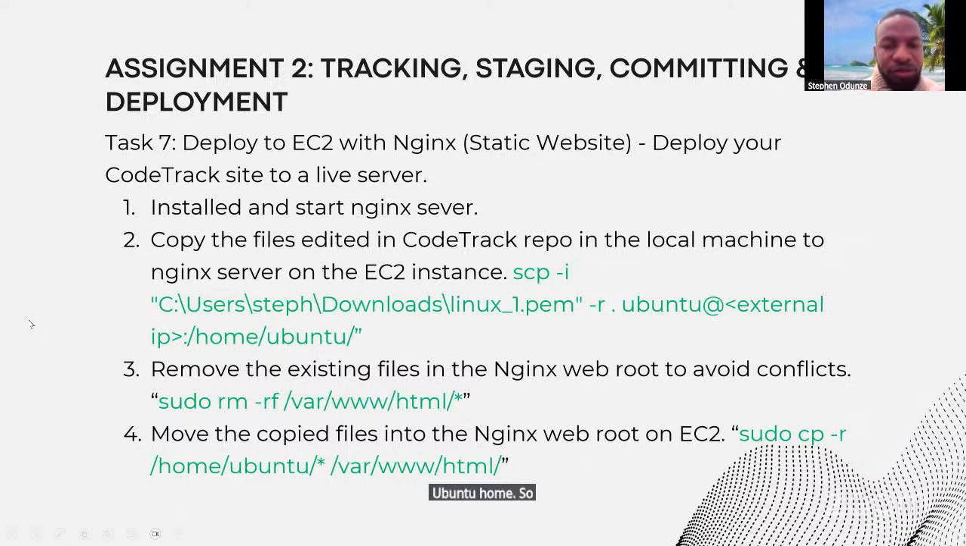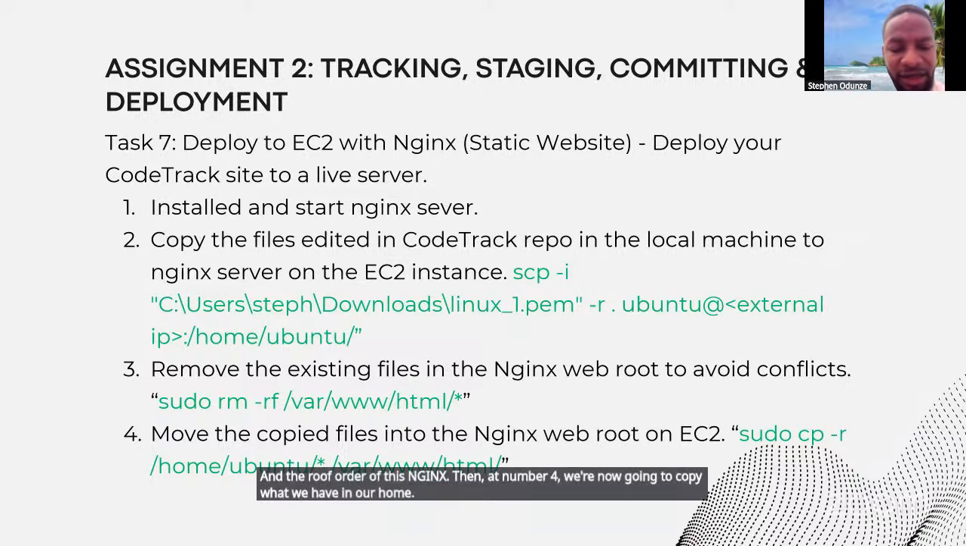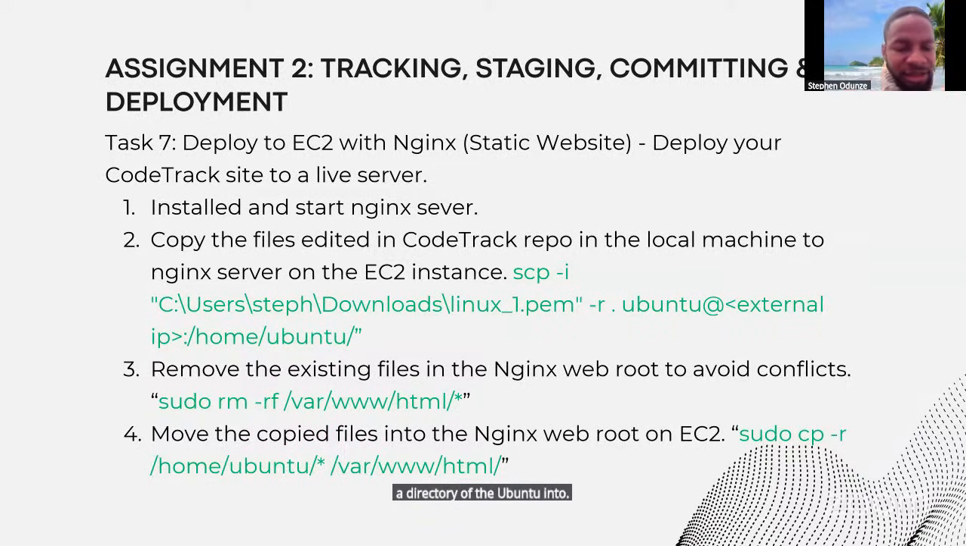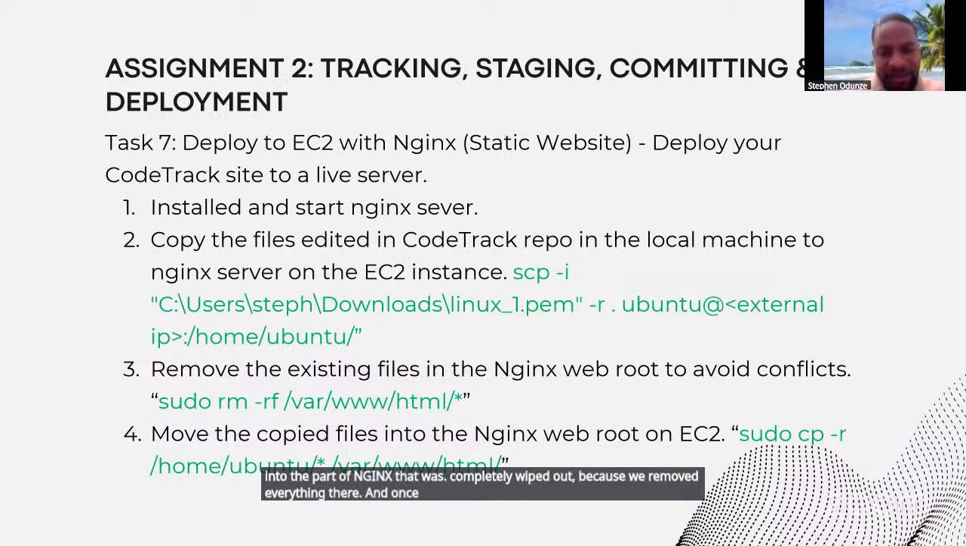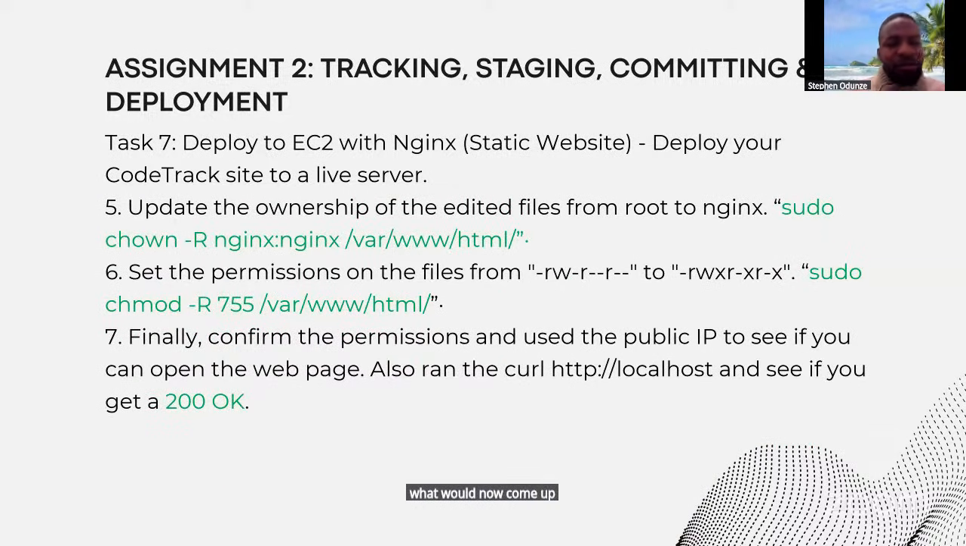So we'll go into our Nginx web server and remove every file. That's why we have the star at the end of this HTML. Remove everything at the root folder of this Nginx. Then at number 4, we're now going to copy what we have in our home directory of the Ubuntu into our Nginx server. We're taking everything inside our Ubuntu home, which is the file we have just copied, into the part of Nginx that was completely wiped out because we removed everything there.